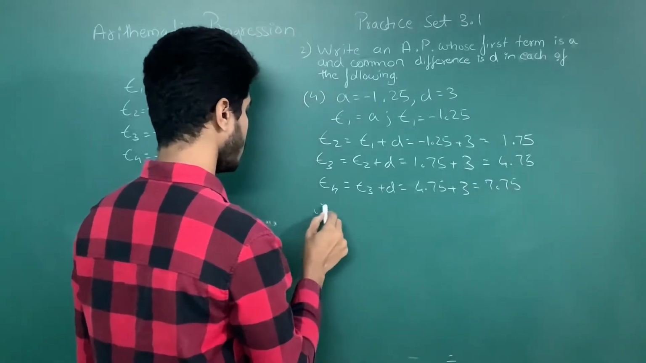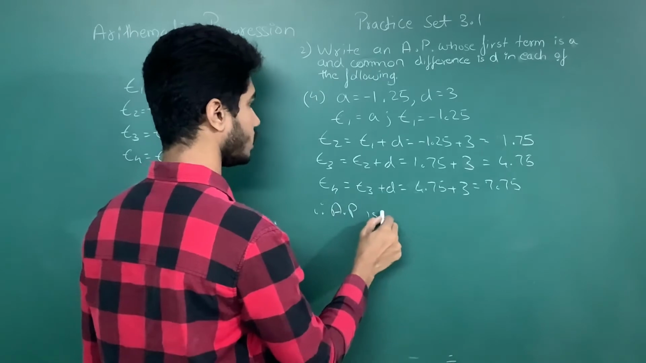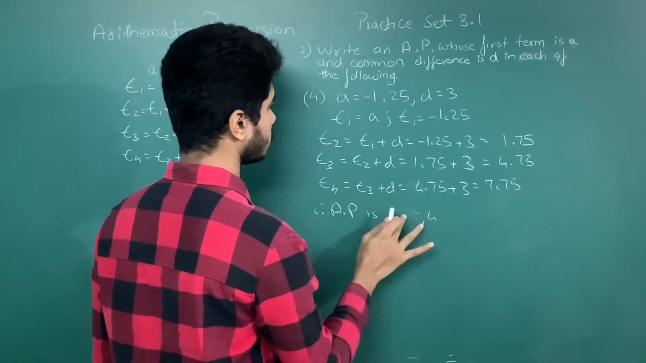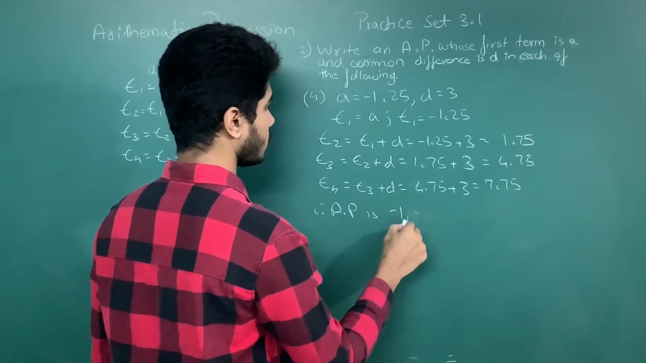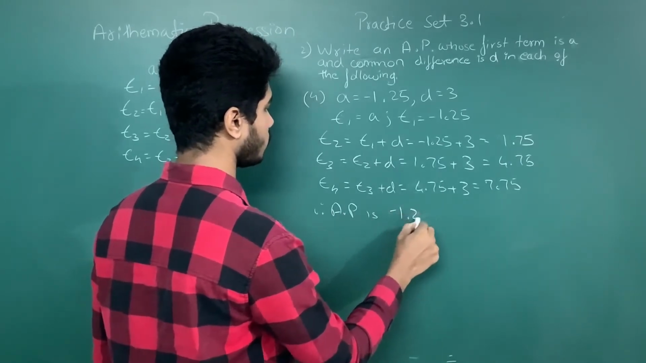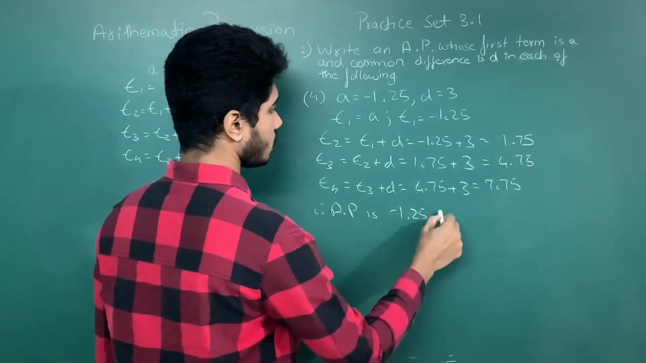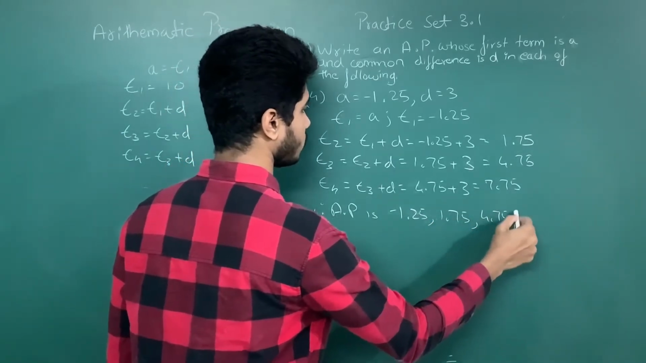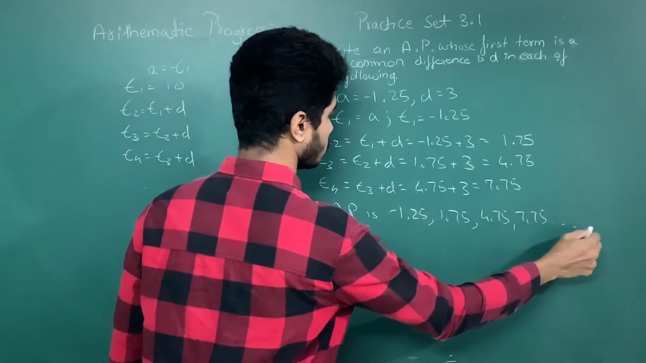So therefore the AP is, sorry, the first term is minus 1.25, then it is 1.75, 4.75, 7.75 and so on.